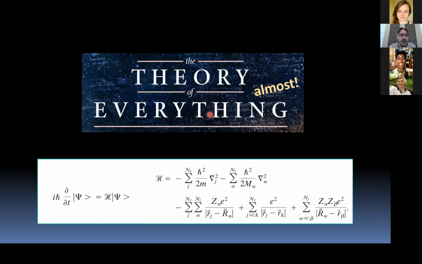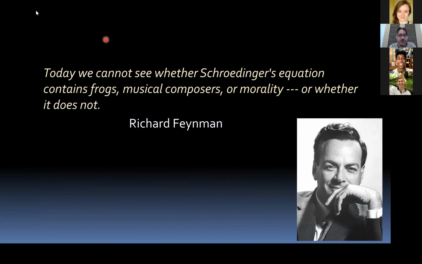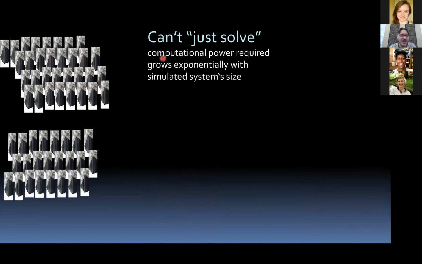I think this is well encapsulated by a quote from Feynman, who says, "Today we cannot see whether Schrödinger's equation contains frogs, musical composers, or morality, or whether it does not." I think it's hard to say it more profoundly than this in one sentence: we have the equations, but we cannot solve them, at least on a classical computer. And so that's why we have to bring alternative techniques into understanding these materials. In a cartoon, does the Schrödinger equation lead to Beethoven? I think that's Beethoven. Mozart. Anyways, I'm now embarrassing myself, but someone else will tell me.